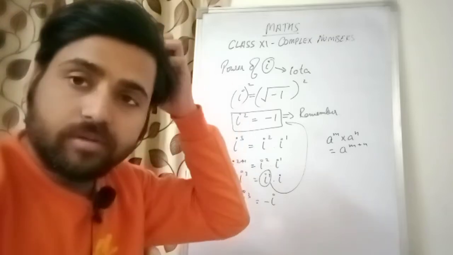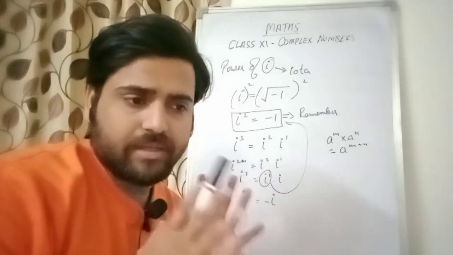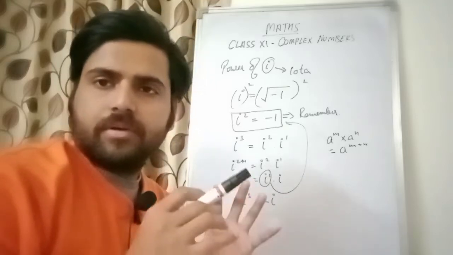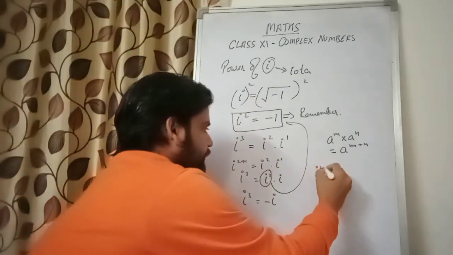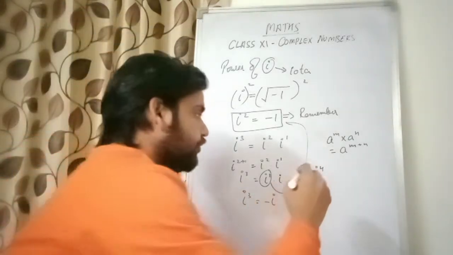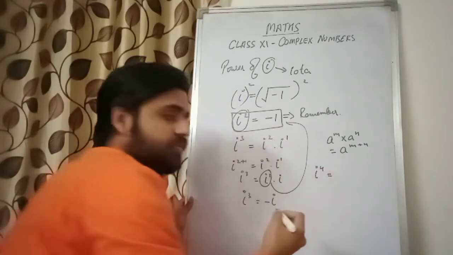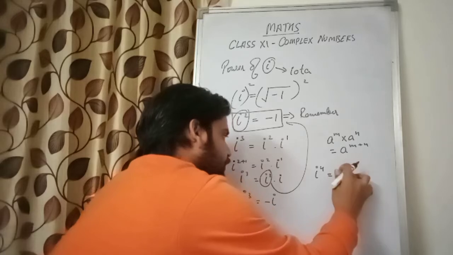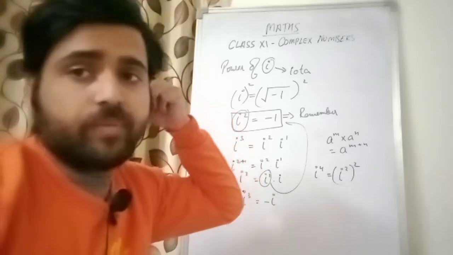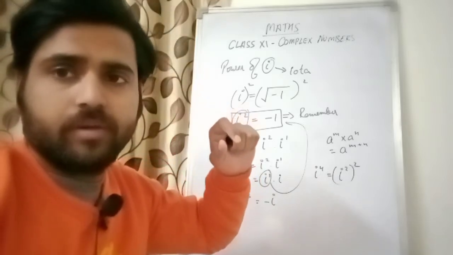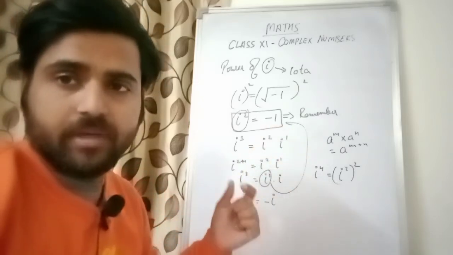So whatever the power of I is there, we are just trying to represent it in terms of either I or some value. Now let's say I have I to the power 4. You know I know the value of I square, so can I write I to the power 4 as I square to the power 2? Anyhow I have to bring I square. You have to break the power in such a manner that you get I square innermost.